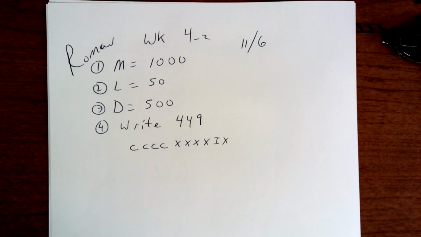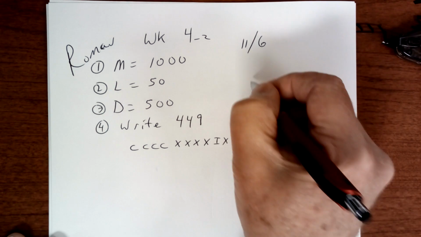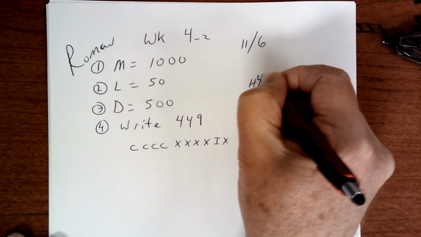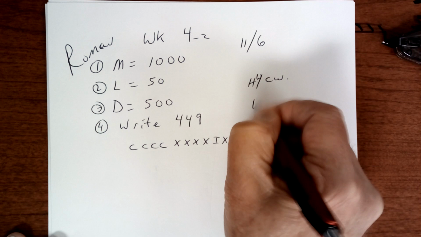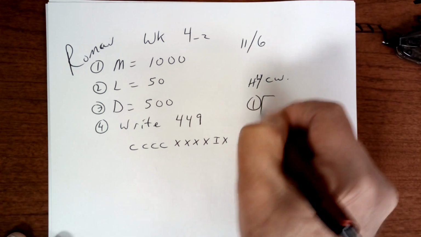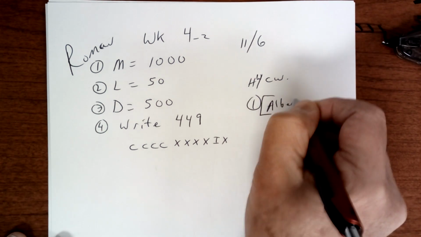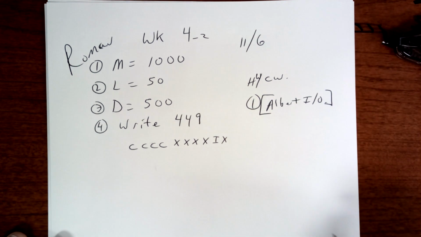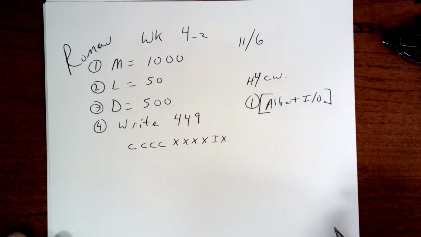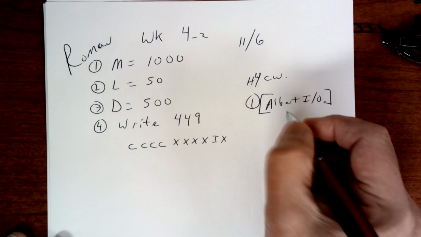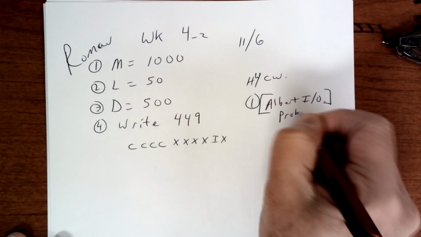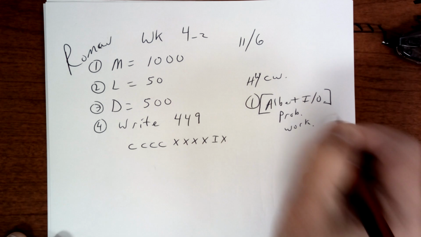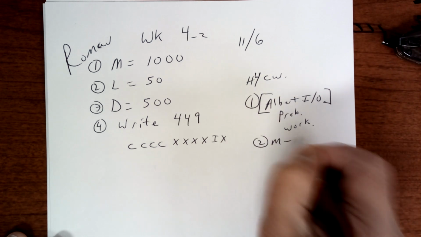Okay, remember, homework and classwork is due. The very first page I should see is Albert I.O. And if it's not the first page, you will lose points automatically, even if you turned it in. The very first page should be all the problems and work. And then it should go Monday through Thursday.